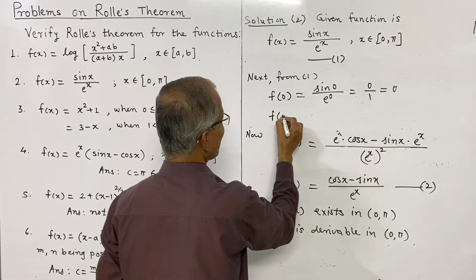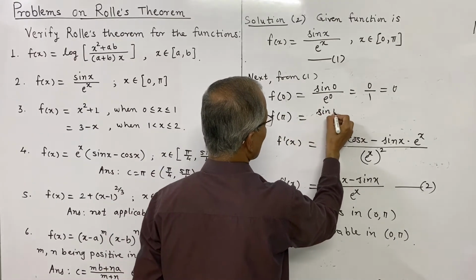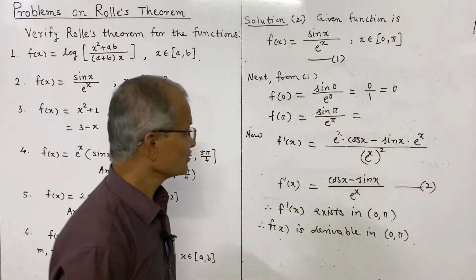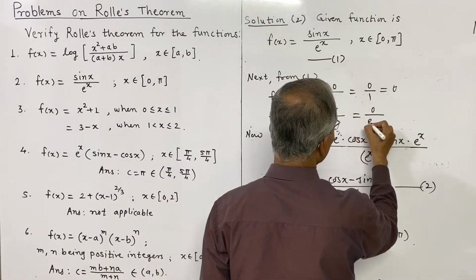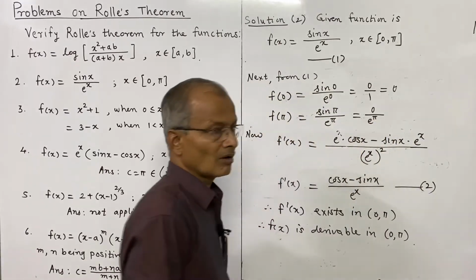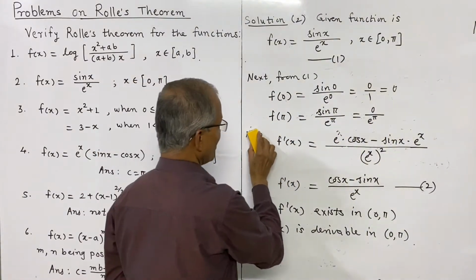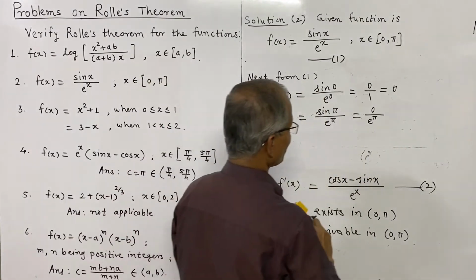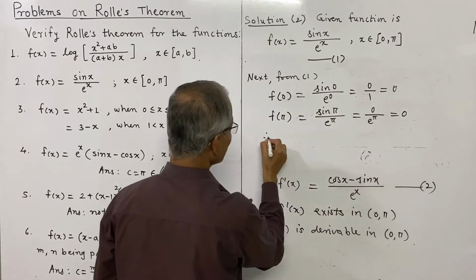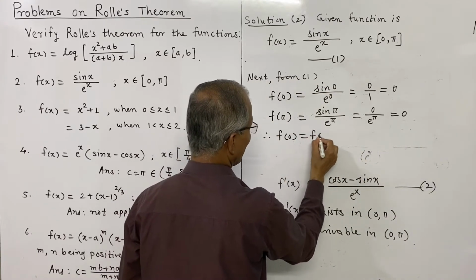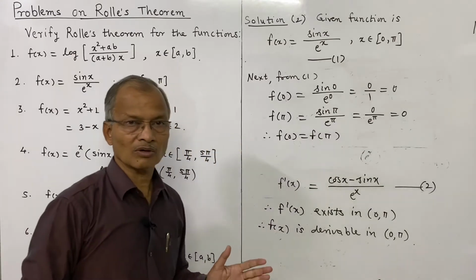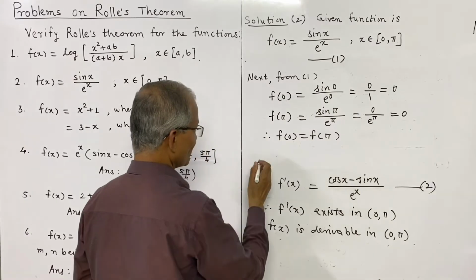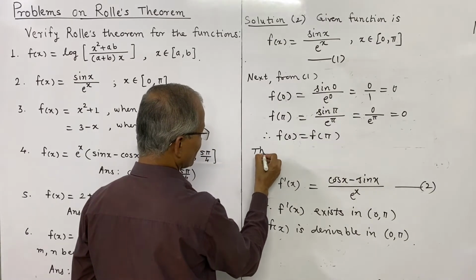And what is f of pi? That is sin pi divided by e to the power pi. We know sin pi is also 0. So 0 divided by e to the power pi. This value we don't know, but it is not 0. Denominator is not 0, so it exists, and that value is again 0. So thus f of 0 is equal to f of pi, and all the conditions of Rolle's theorem are satisfied, all the three conditions.